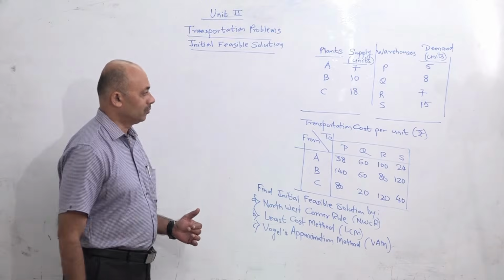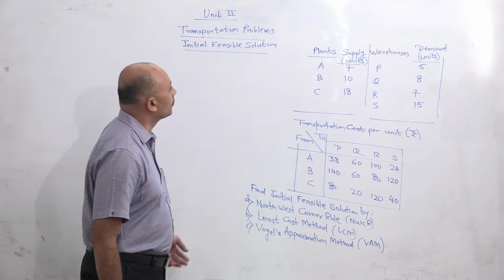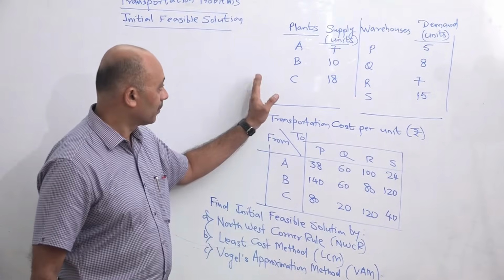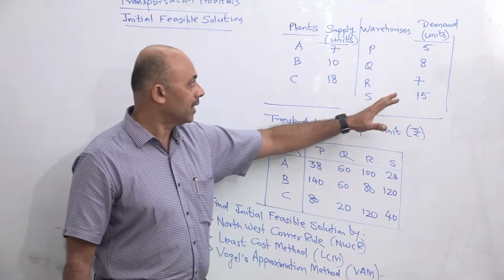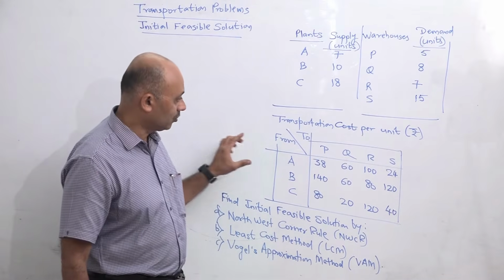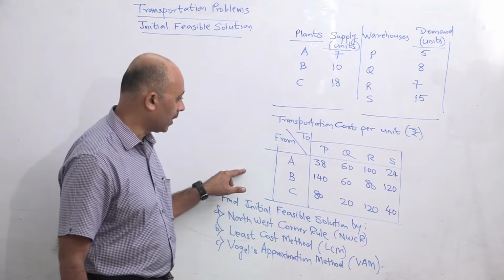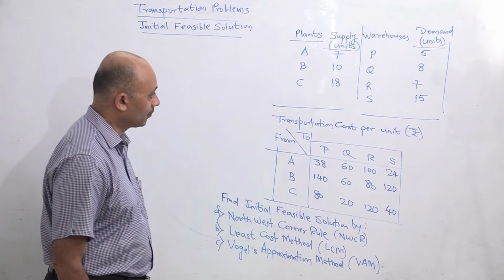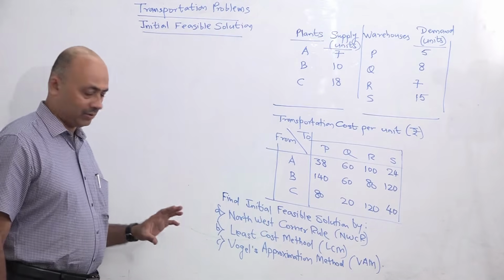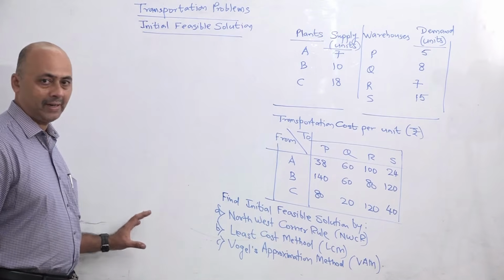So this is a transportation problem that is given to us. There are 3 plants A, B, C. There are 4 warehouses P, Q, R, S. The supply is given at each plant, demand is given at each warehouse, and this is the cost matrix. This is the transportation cost per unit from each plant to each warehouse. And we are asked to find the initial feasible solution by 3 methods, that is NWCR, LCM and RAM.